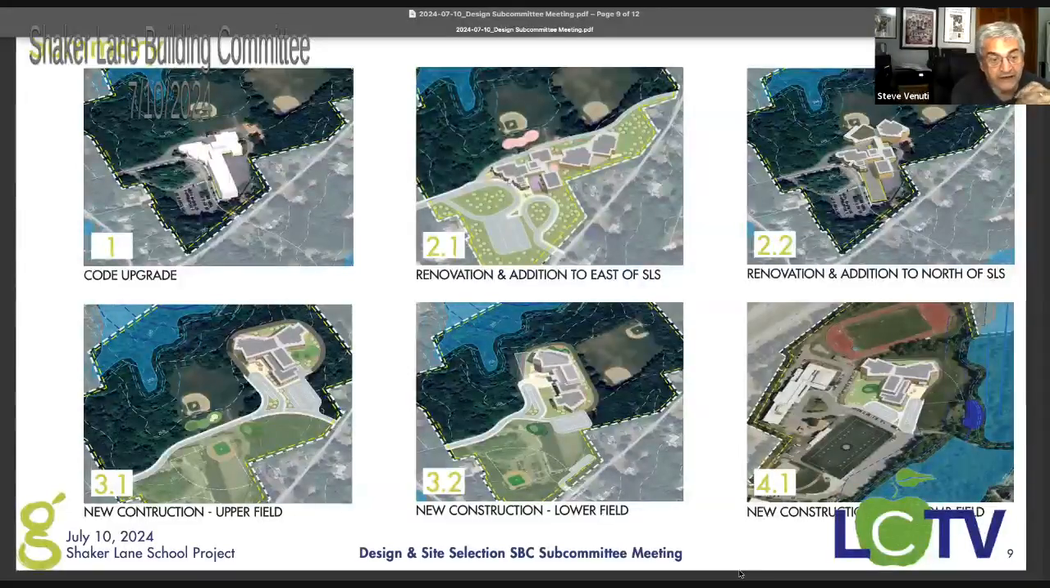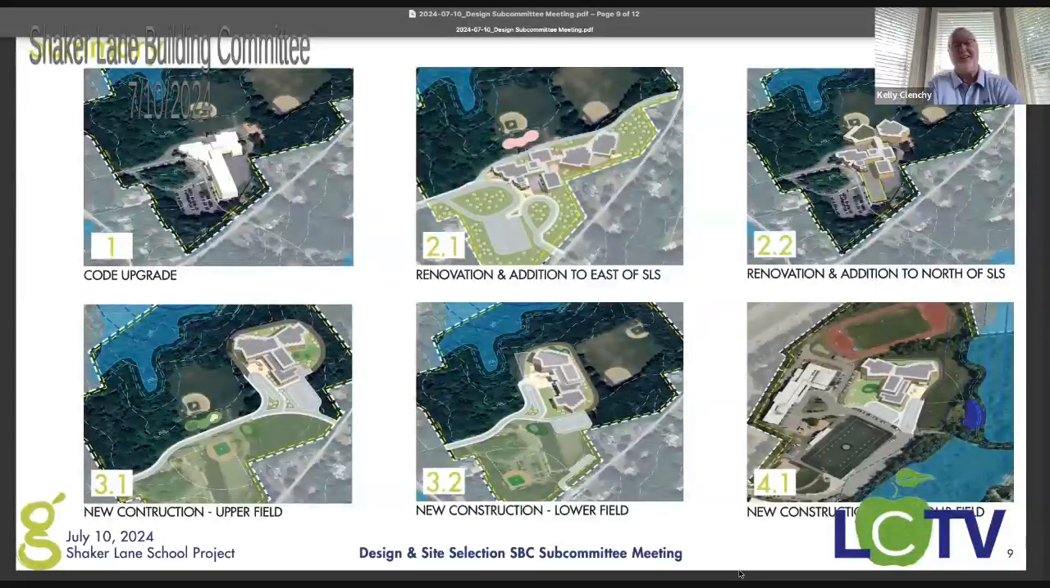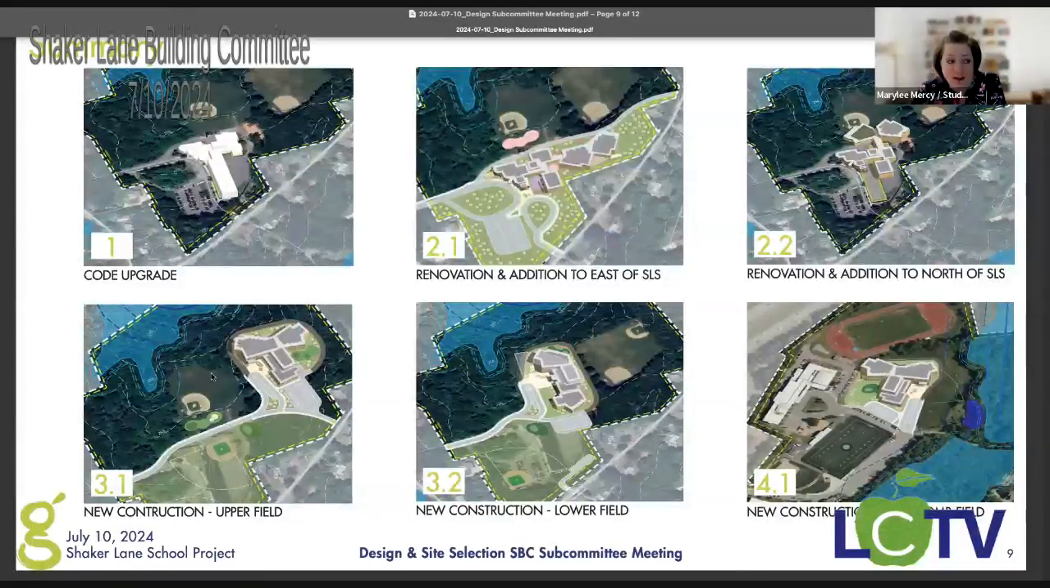I think my initial reaction would be 3.1. That lower field, it does get wet in that corner, but I would rather have a wet field than a wet school. Good point. And when we do excavation for the new school, that creates a lot of soil. So potentially we could raise the level of the lower field and solve some of those wetness issues. That's something we would look into.